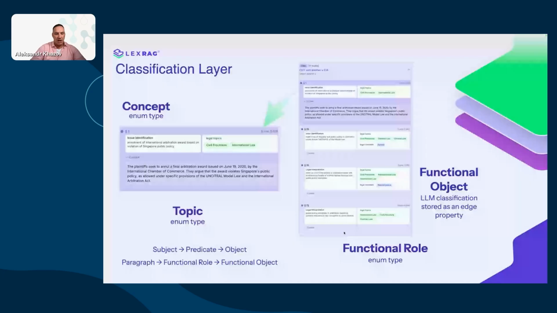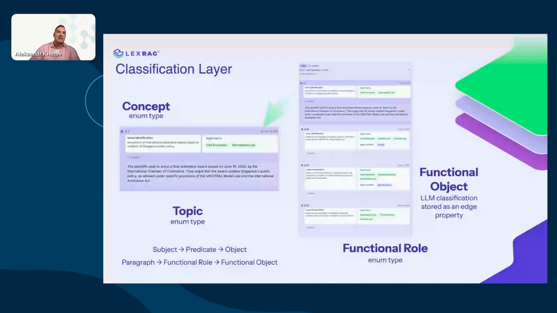This is how it looks in our interface when you extract knowledge from the knowledge graph. We defined several frames. Here you can see the case law representing 4 nodes. Each node has issue identification. It has a functional role, topics, concepts, and functional object, as well as the content itself, for sure.